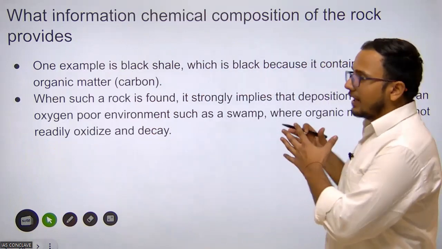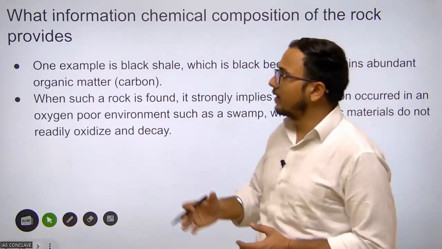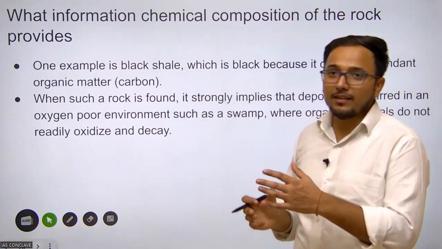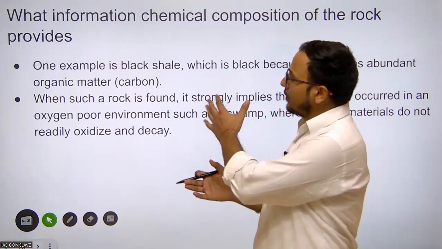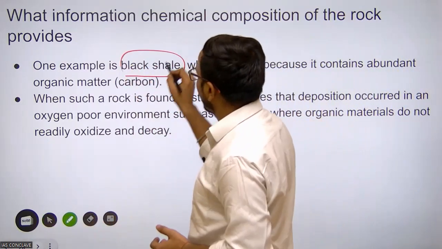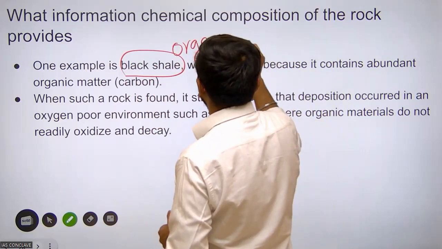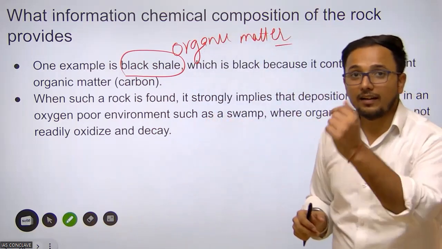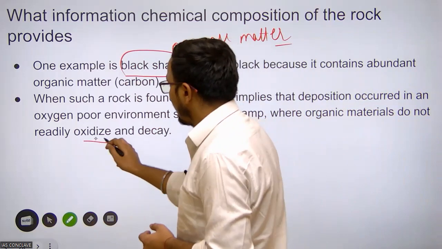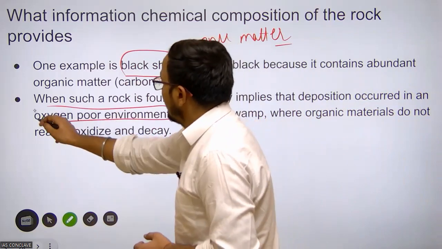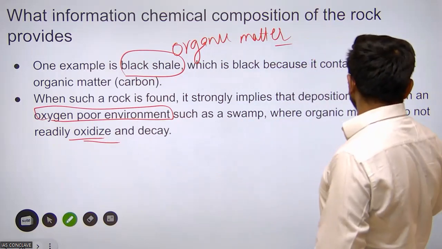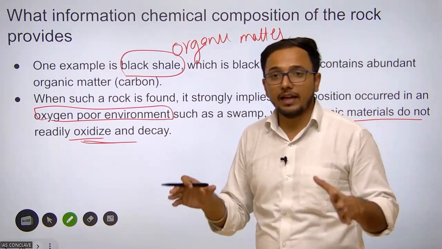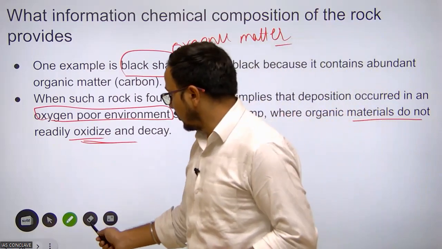Now, what information does the chemical composition of the rock provide? The chemical composition of the rock, what does it provide to us? One example is black shale. If there is a black shale, what can we infer from it? We can infer that there is organic content, organic matter. If there is organic matter, that means shales are formed under conditions where there are oxygen depleted regions, an oxygen poor environment. Because of the oxygen poor environment, these organic materials do not readily oxidize. So this is how from the chemical compositions we can infer much information in sedimentary rocks.